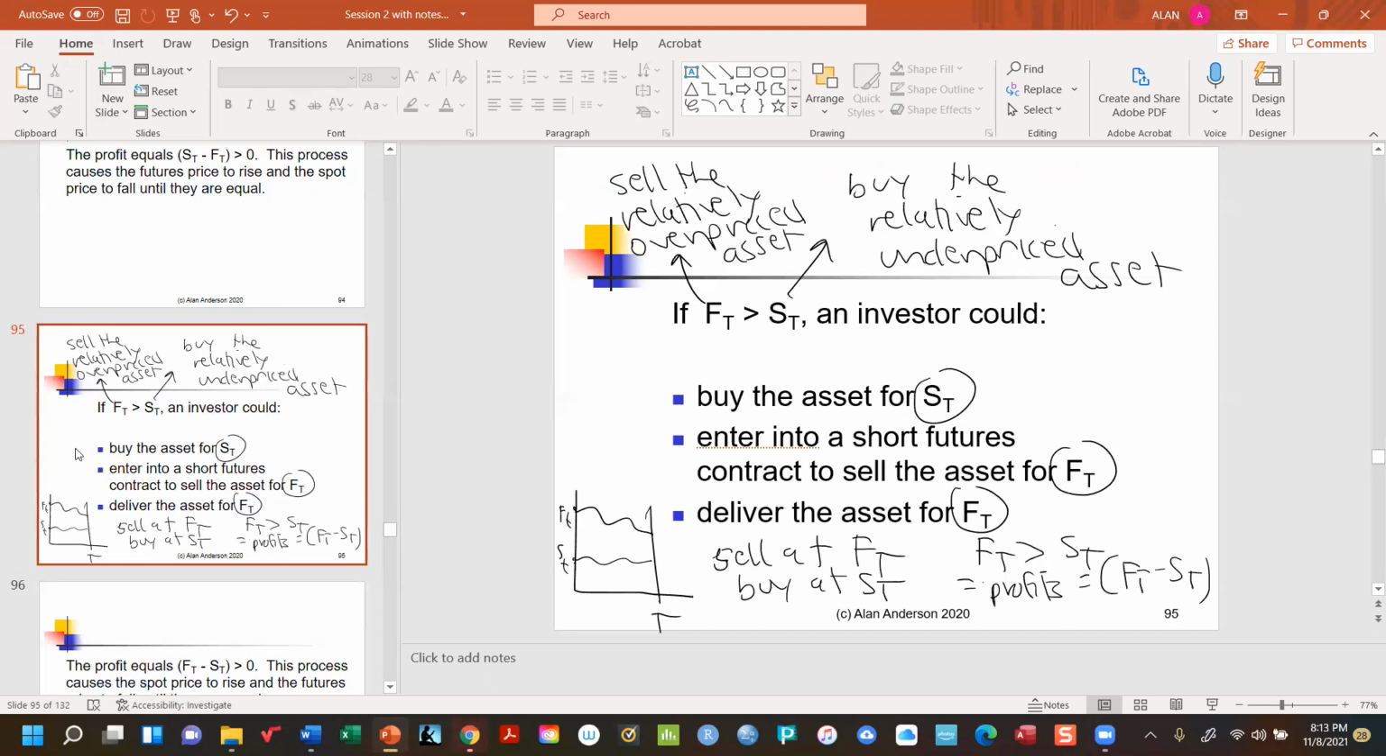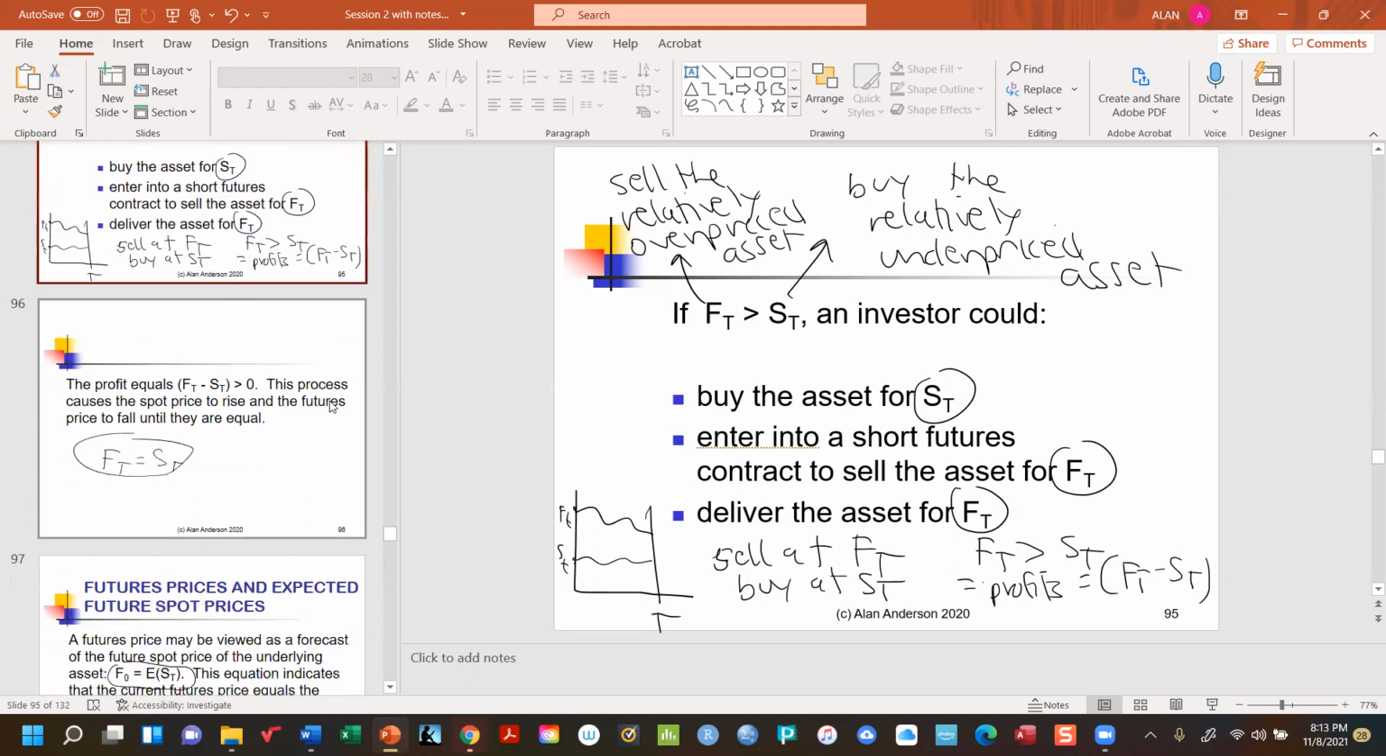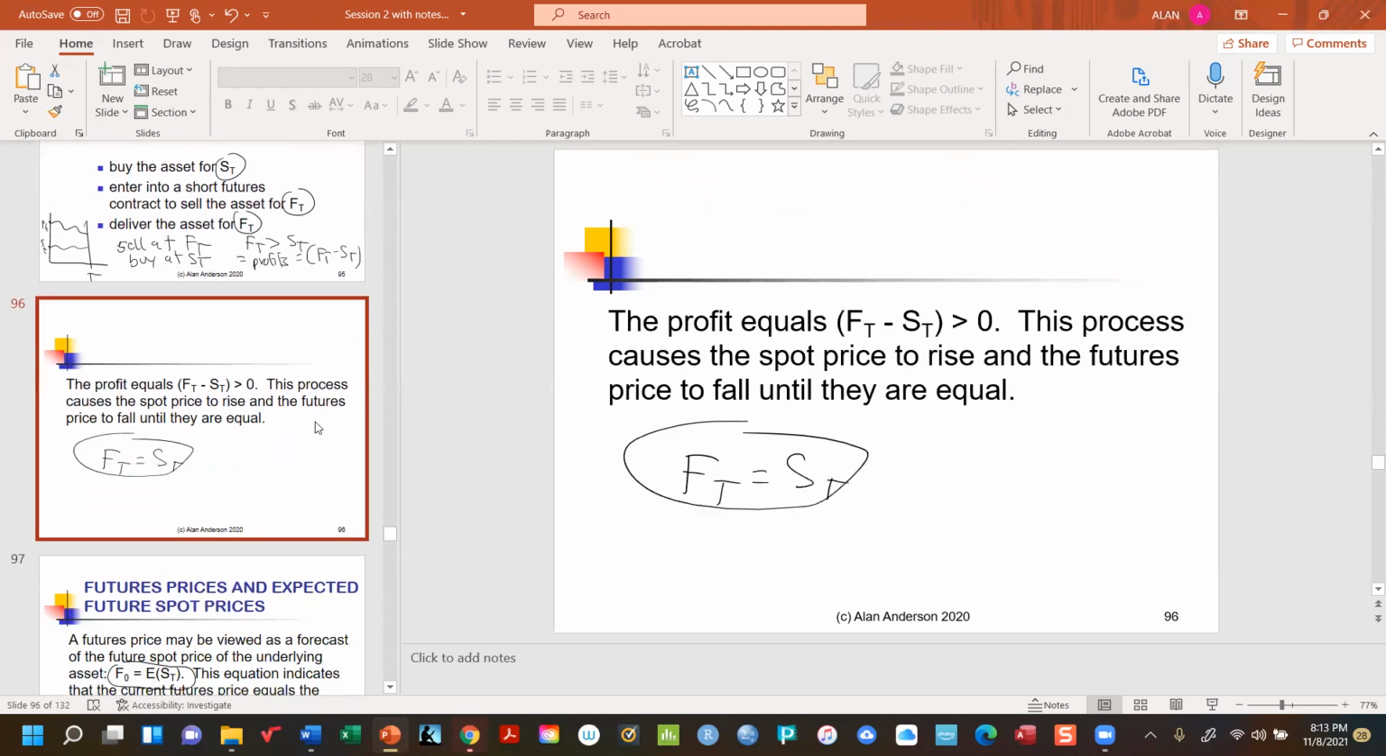So any way you look at it, if the two aren't the same, we can take advantage of that and make a risk-free arbitrage profit. So you can rest assured that in an efficient financial market, this is what will happen. So the bottom line is, there they go.